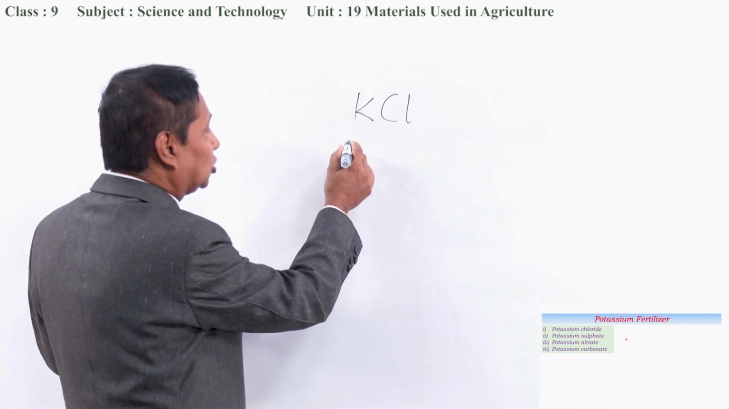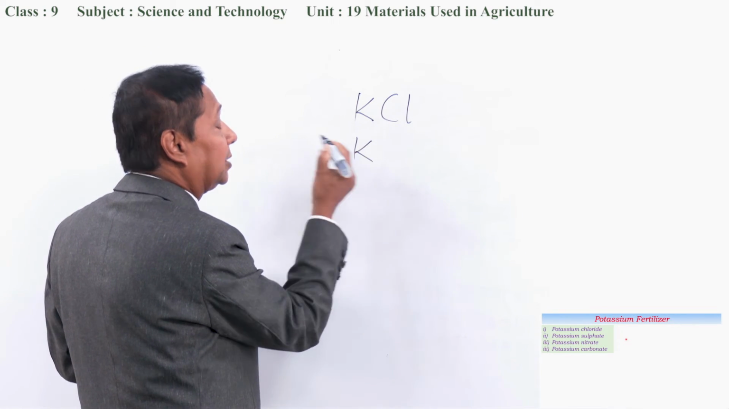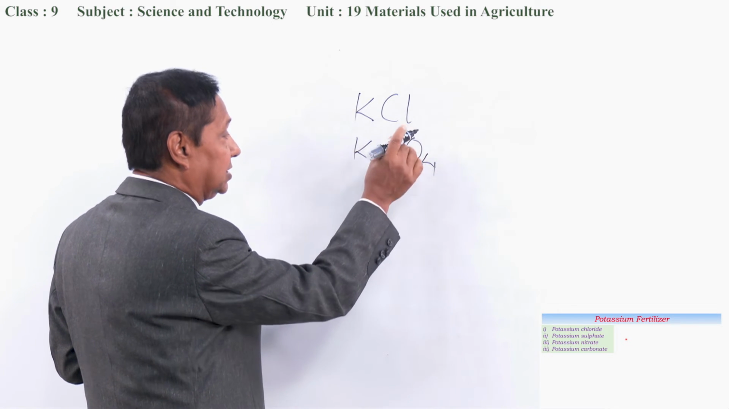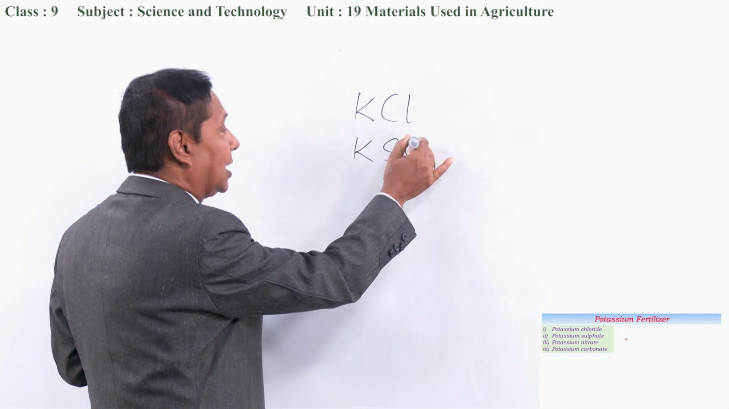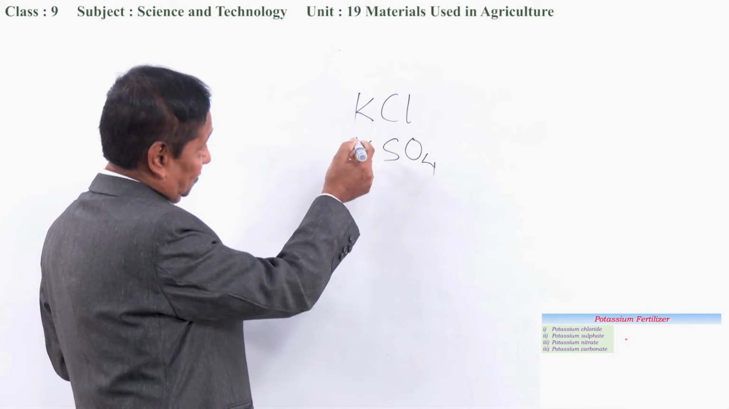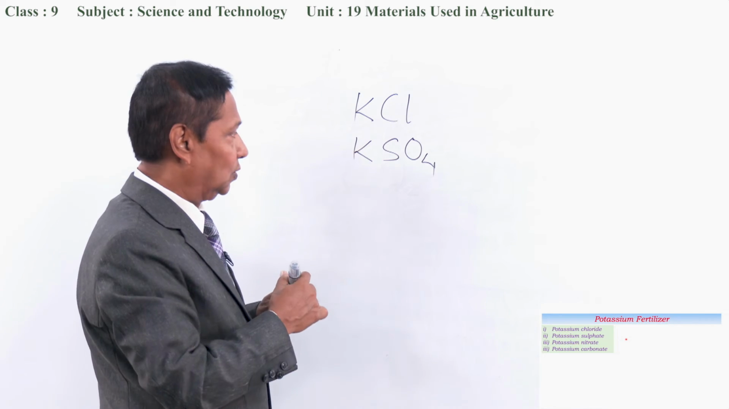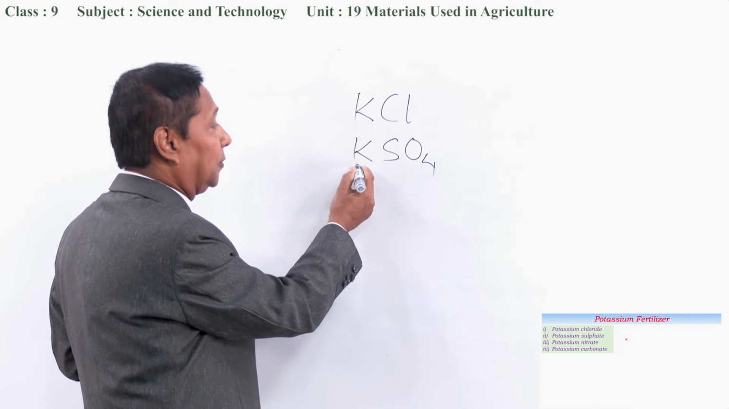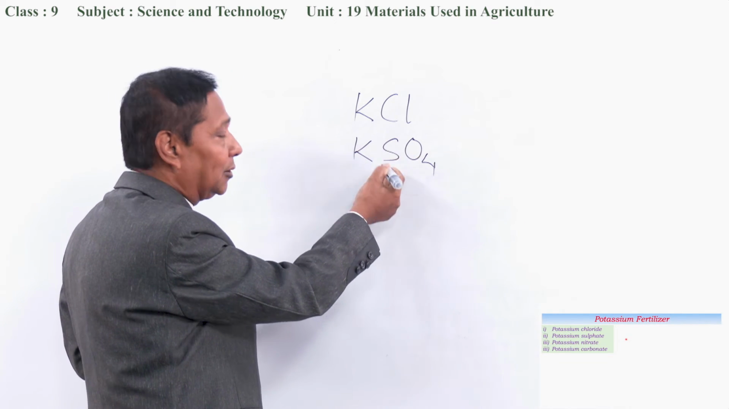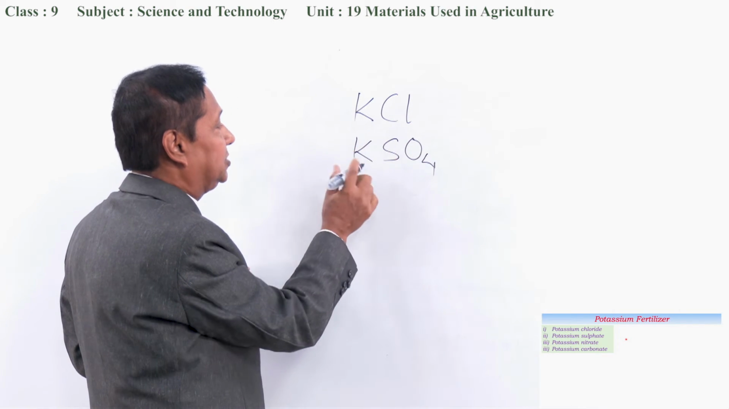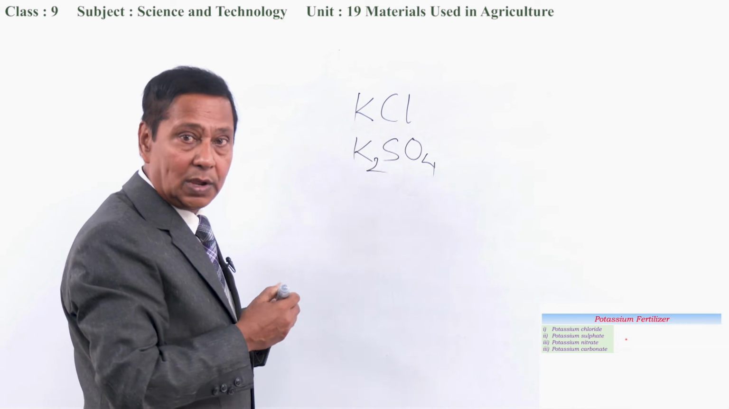Now, potassium sulfate. Potassium symbol is K. Sulfate, its formula is SO4. This is a radical. That's why I'm talking about symbol and formula. Potassium's valency is 1, but sulfate's valency is 2. That's why the one valency of potassium we don't have to transfer because sulfate itself is 1. But sulfate's valency is 2, which should be transferred to potassium: K2SO4.